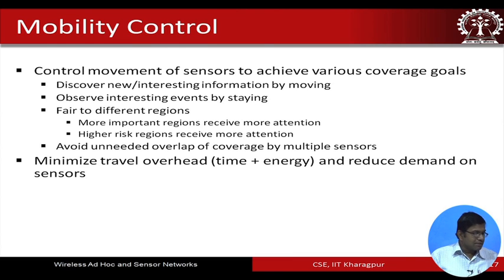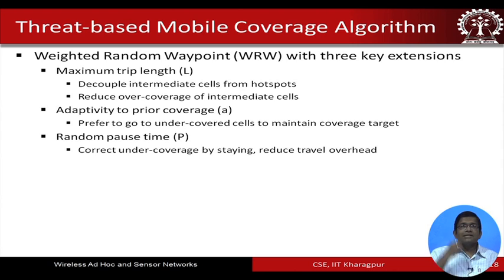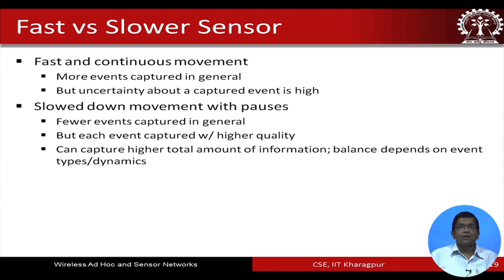So, there is an algorithm, the WRP algorithm, a thread-based mobile coverage algorithm that is proposed. I am not going to go through it in detail, but just to give you a little bit of a feeling of what it does, three different parameters are considered. One is the maximum trip length, the second is the adaptivity to prior coverage, and the third is the random pause time. So, three different criteria are considered, and a mobile coverage algorithm is proposed.